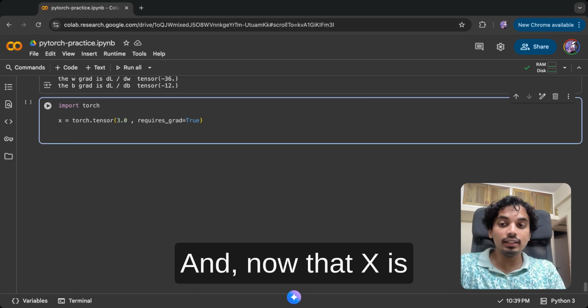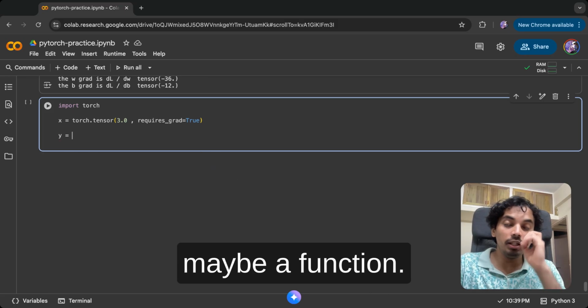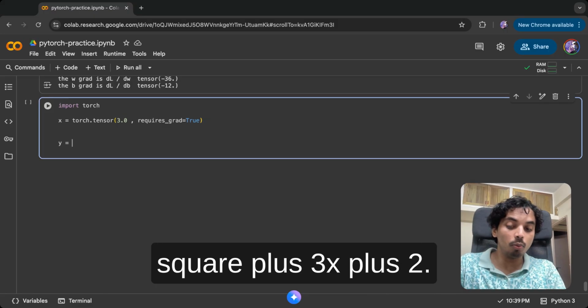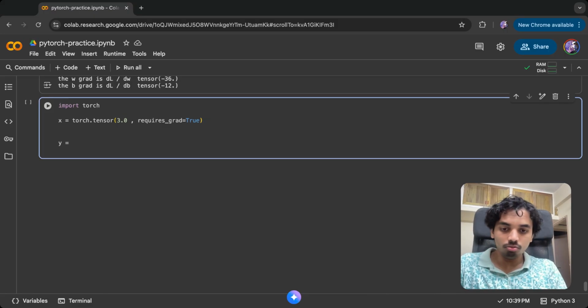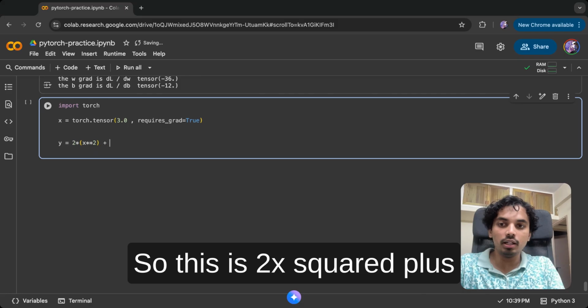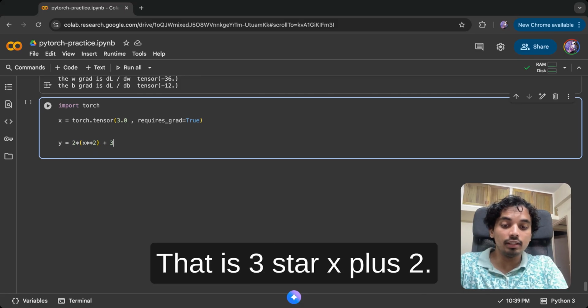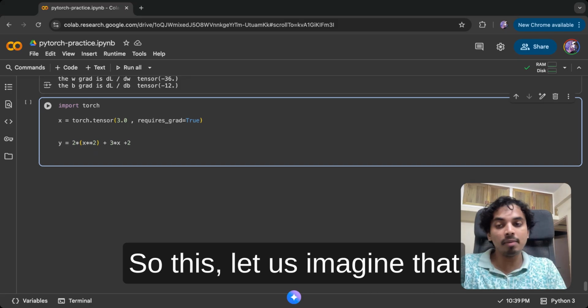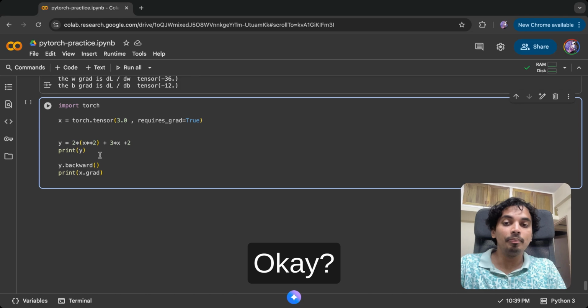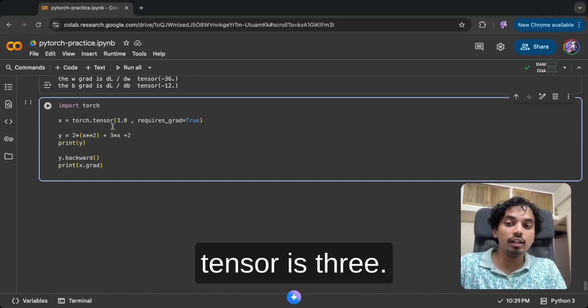And now that x is grad, we can define maybe a function. So maybe I have a function like y is equal to 2x square plus 3x plus 2. Okay, so that 2x square is 2 star x double star 2. So this is 2x square plus 3x, that is 3 star x, plus 2. So let us imagine that this is our function for y. Okay, and x is equal to tensor 3.